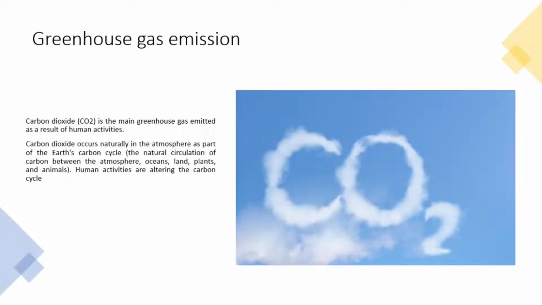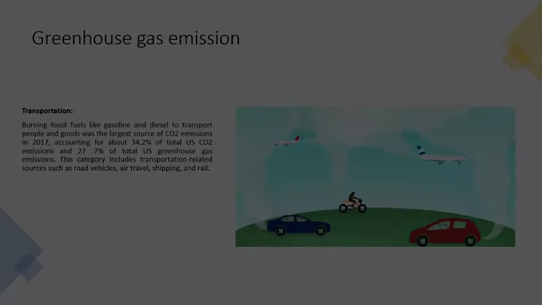Greenhouse gas emission. Carbon dioxide (CO2) is the main greenhouse gas emitted as a result of human activities. Carbon dioxide occurs naturally in the atmosphere as a part of the Earth's carbon cycle, the natural circulation of carbon between the atmosphere, oceans, land, plants, and animals. Human activities are altering the carbon cycle.